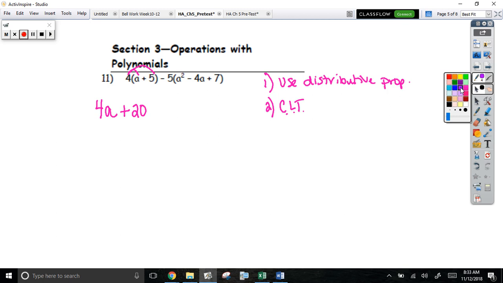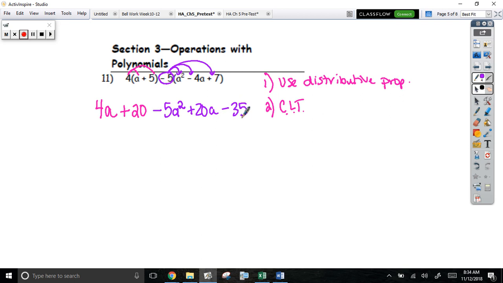Now in the second set of parentheses, I need to distribute a negative 5. So you're going to distribute the negative and the 5 to each term, which will get us a minus 5a squared. Minus 5 times a negative 4, or negative 4 times a negative 5, will make us a positive 20a. And negative 5 times a positive 7 will get us a minus 35.